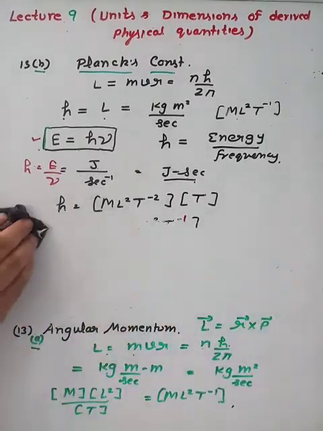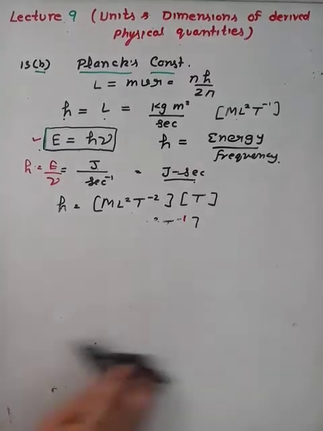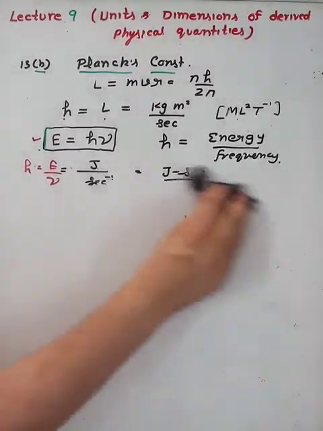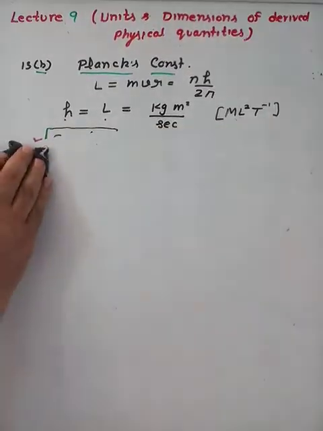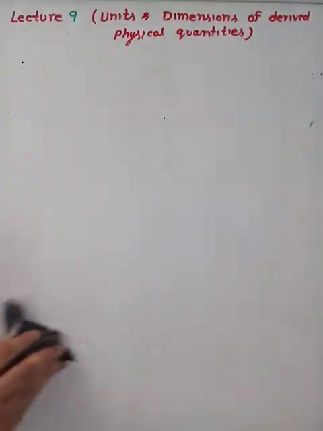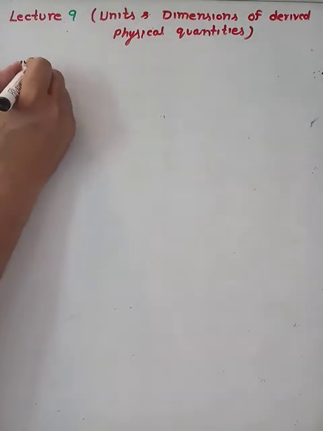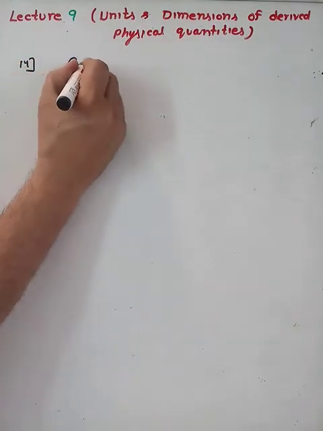Now next, the 14th one, is gravitational constant. This is 13b. Next is 14th. Number 14 is gravitational constant.